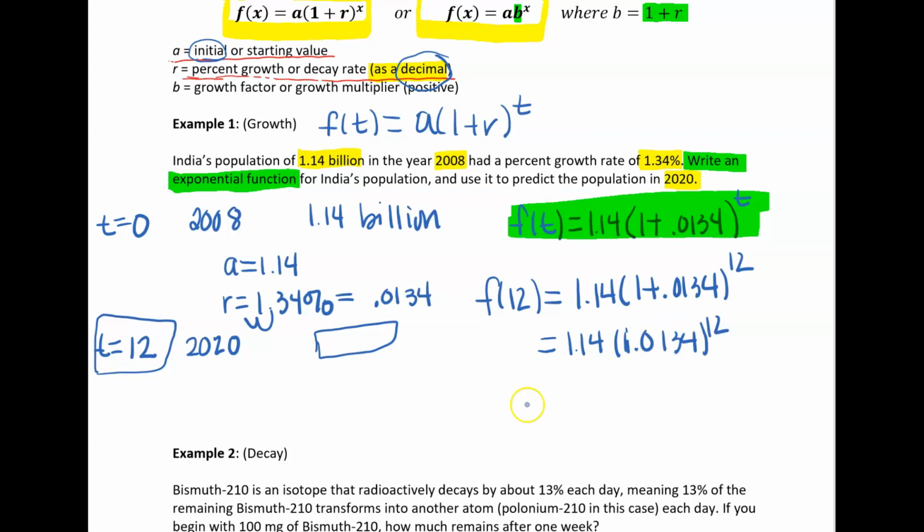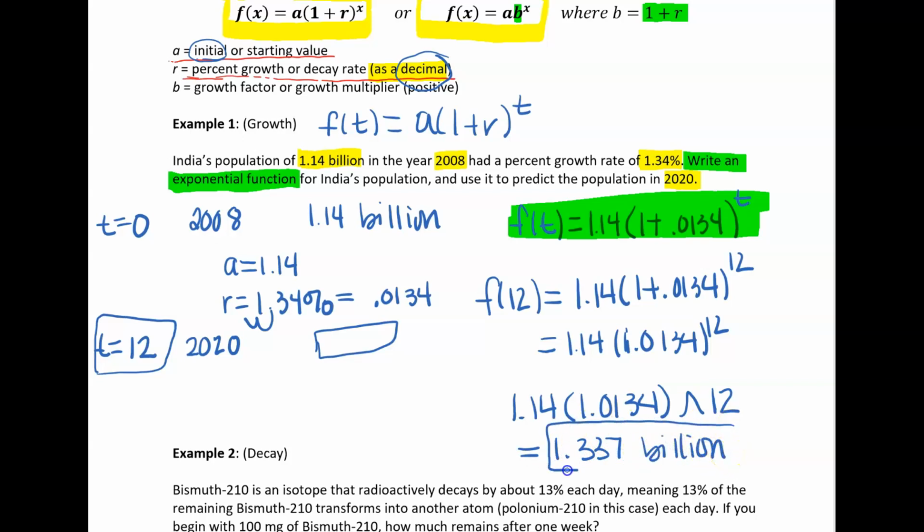And then when you enter that in your calculator, you're going to enter 1.14 parentheses 1.0134 raised to the 12th and hit enter. And that will give you a value of 1.337 billion. And this was a prediction of the population in 2020.